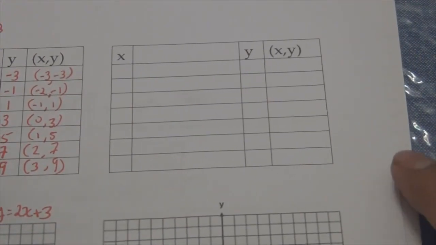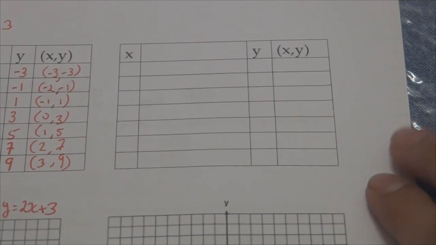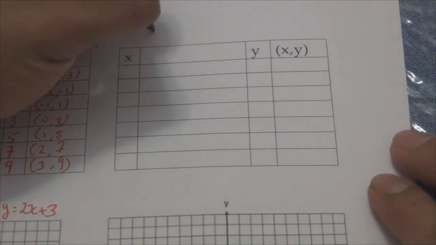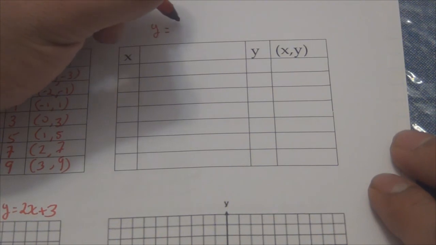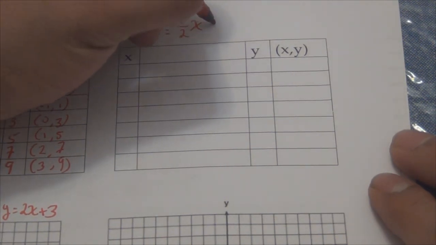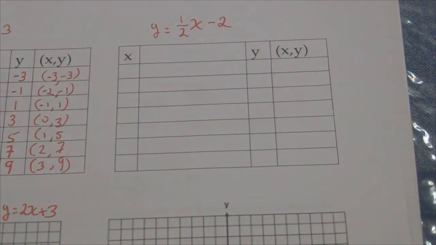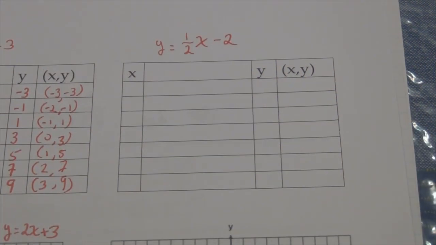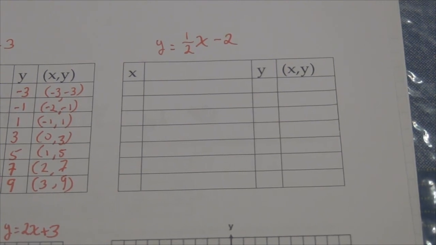If you need to see this or pause it, then you can pause it. Let's graph, I don't know, y equals 1/2 of x, minus 2. Let's just do that, okay? Then I'm going to explain something else to you, okay? So let's do this.